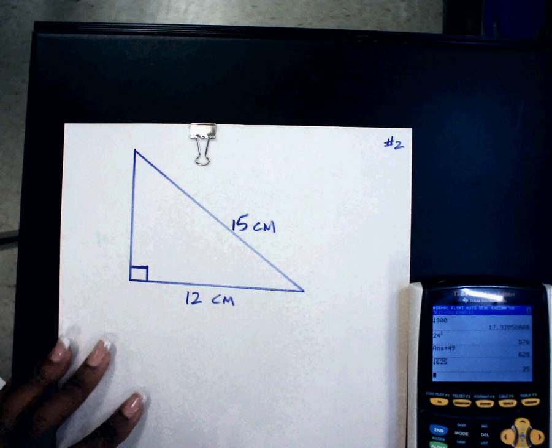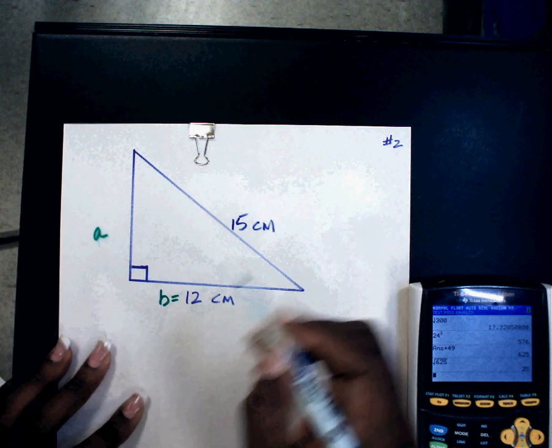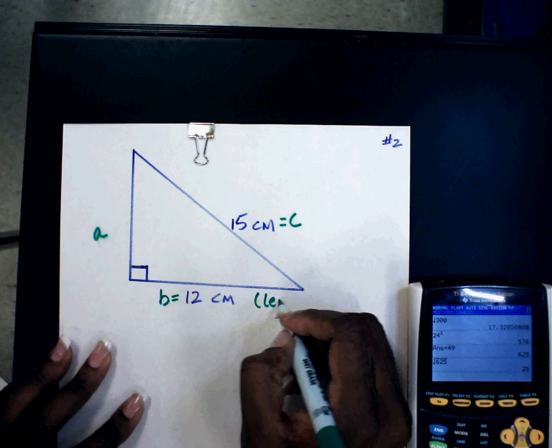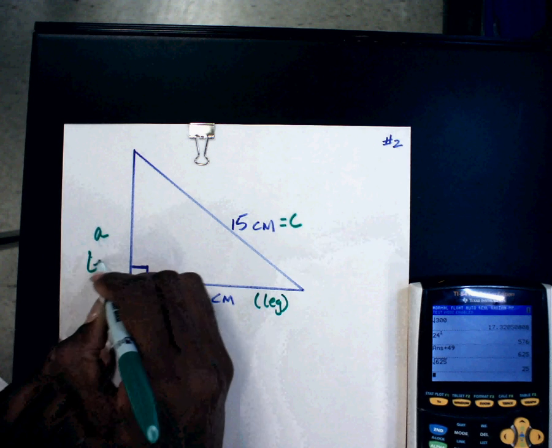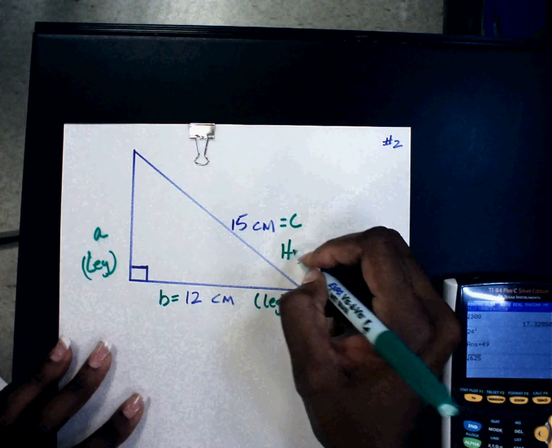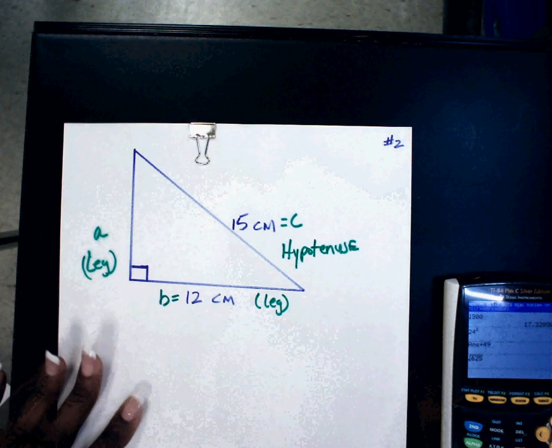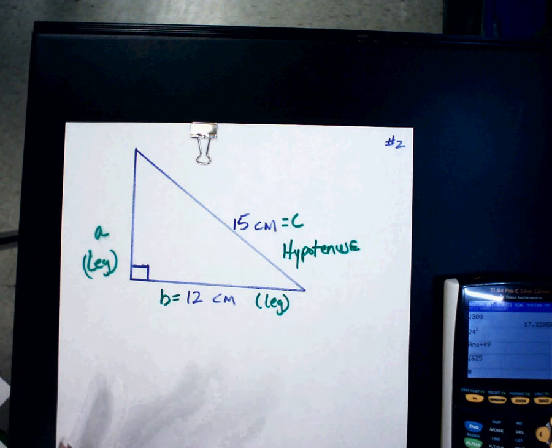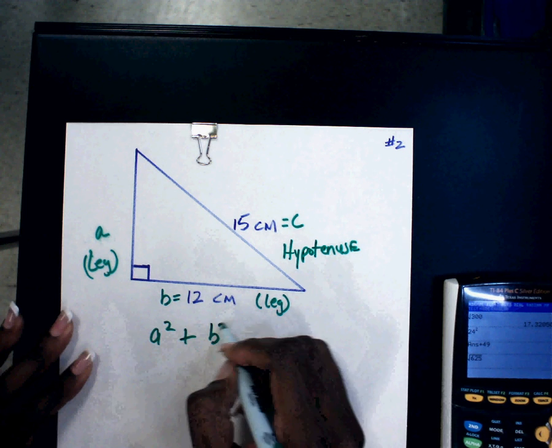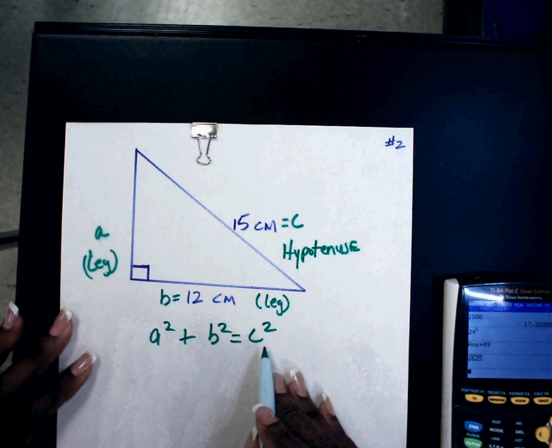Excellent job. I know you guys have taken care of that. So now we're going to label our A, our B, and our C. So this is a leg, A is a leg, and C is our hypotenuse. I know you got it. Excellent. So now we've labeled all sides of our right triangle. We're going to write down our Pythagorean theorem formula. A squared plus B squared equals C squared.